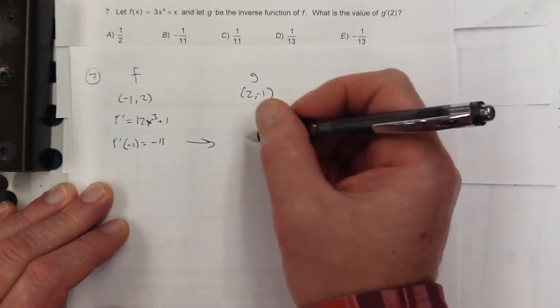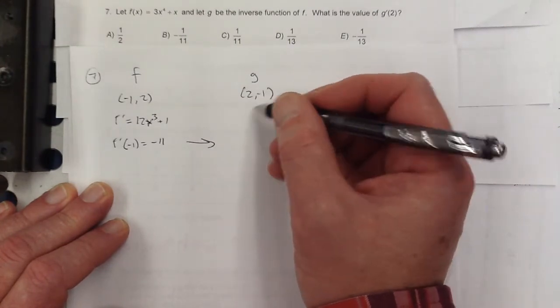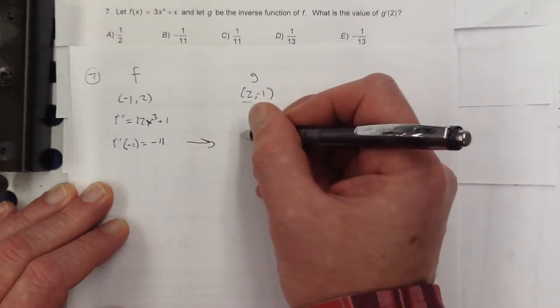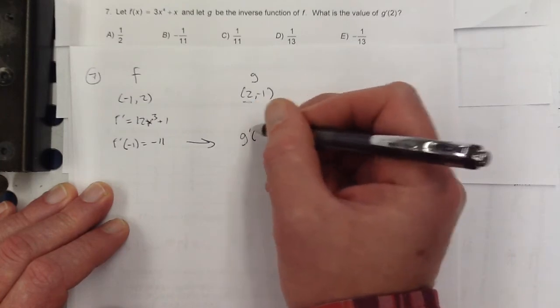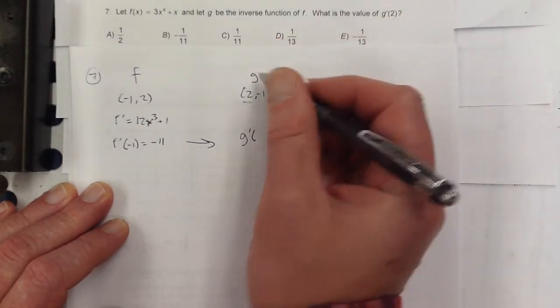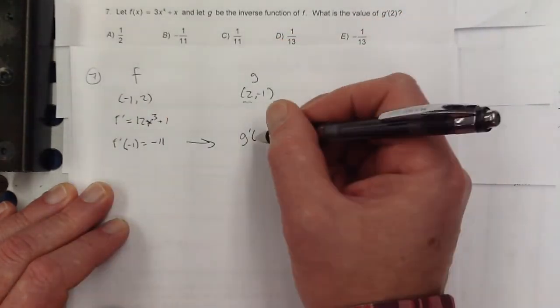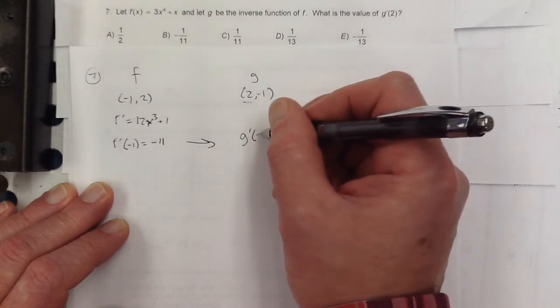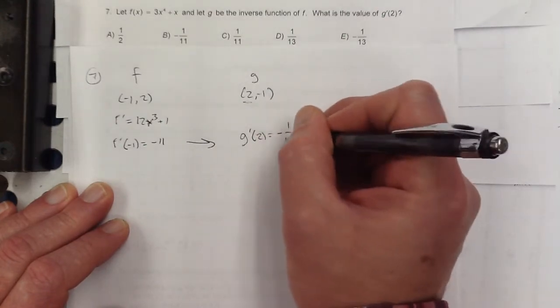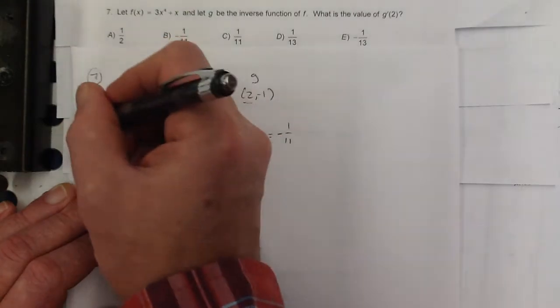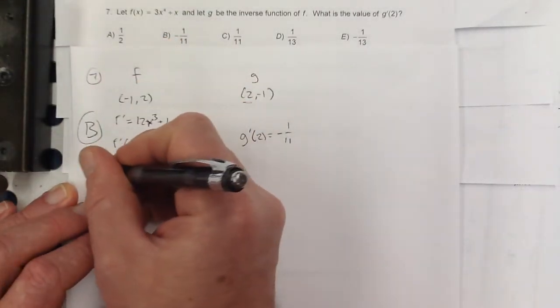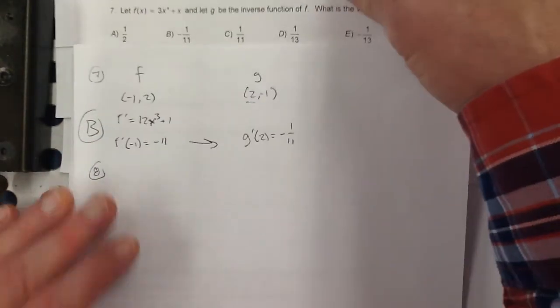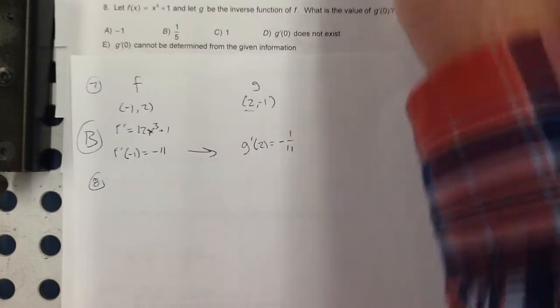And then when I bring that over here to find the slope of g, g is the inverse, so I don't need to write the little negative 1 because they told us g is the inverse. That's going to be negative 1/11, which is answer choice B. All right.